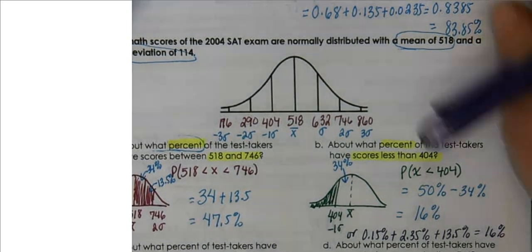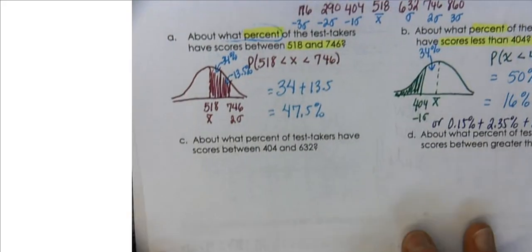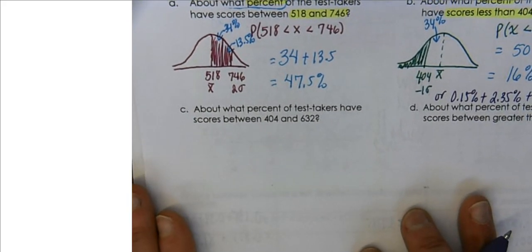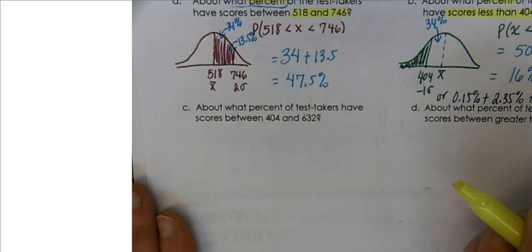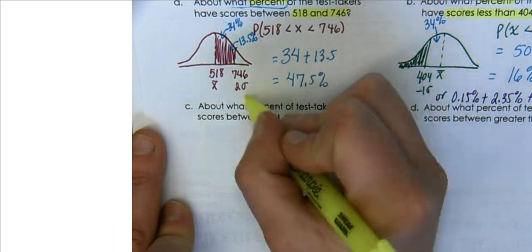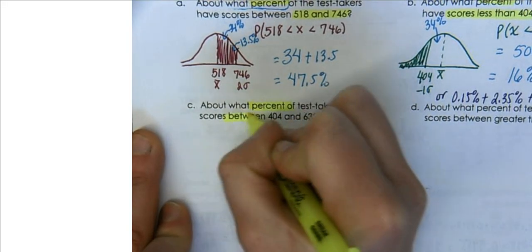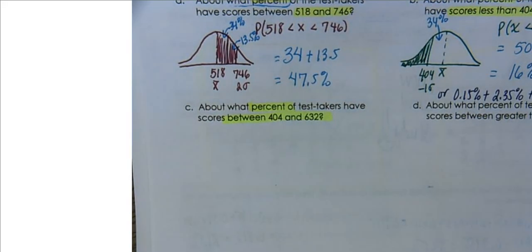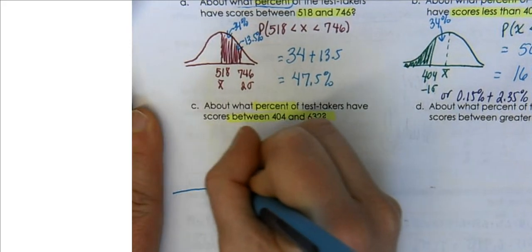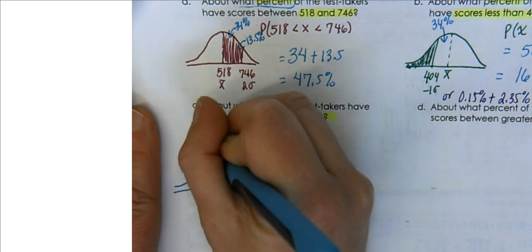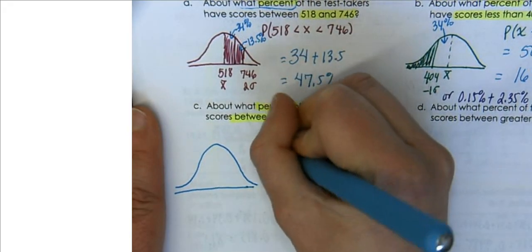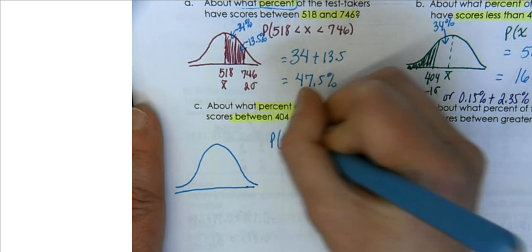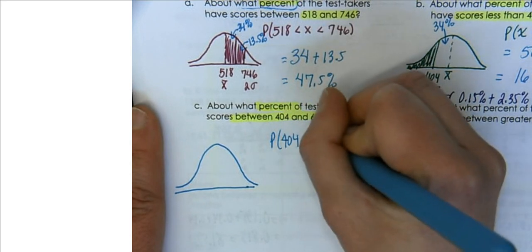Okay, let's go ahead and look at letter C. For letter C, it says about what percent of test takers have a score that is between 404 and 632. So we want a score between 404 and 632. So I'm going to start by drawing my normal distribution curve. So we are always doing that for every single problem. And we want a probability that the score is in between 404 and 632.